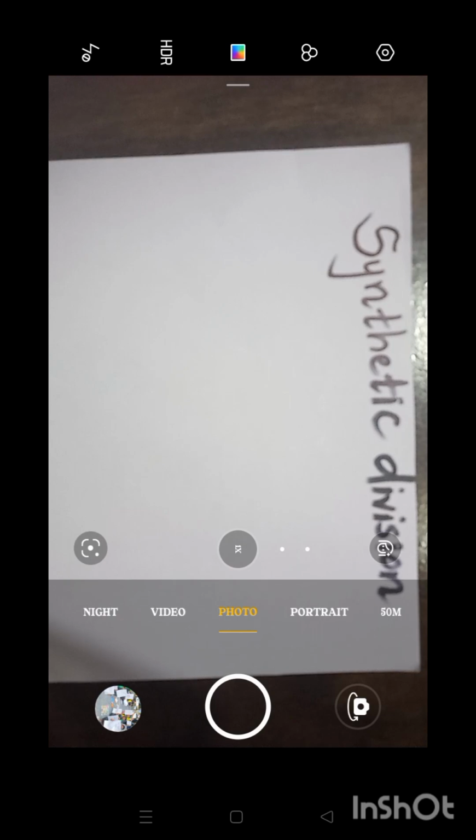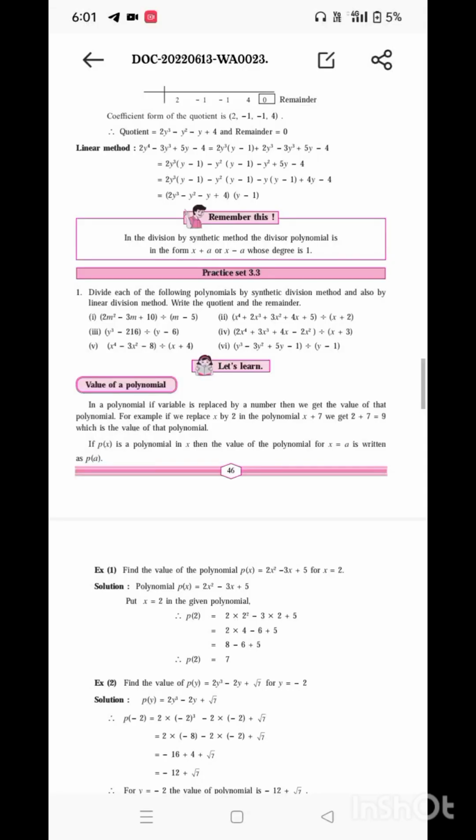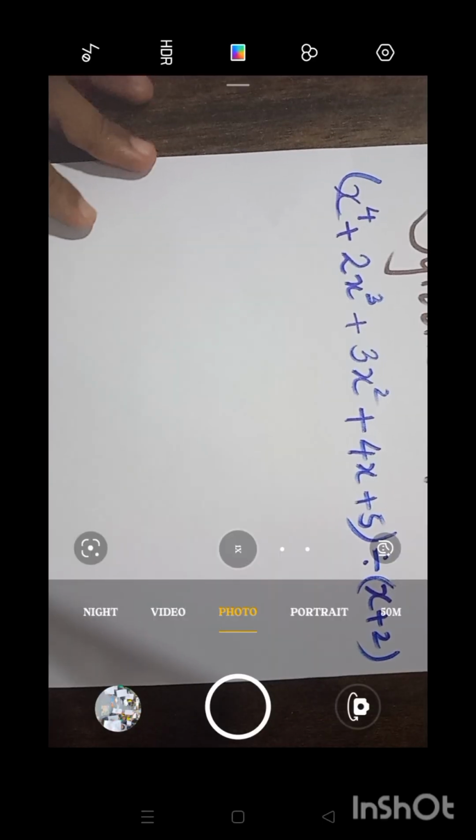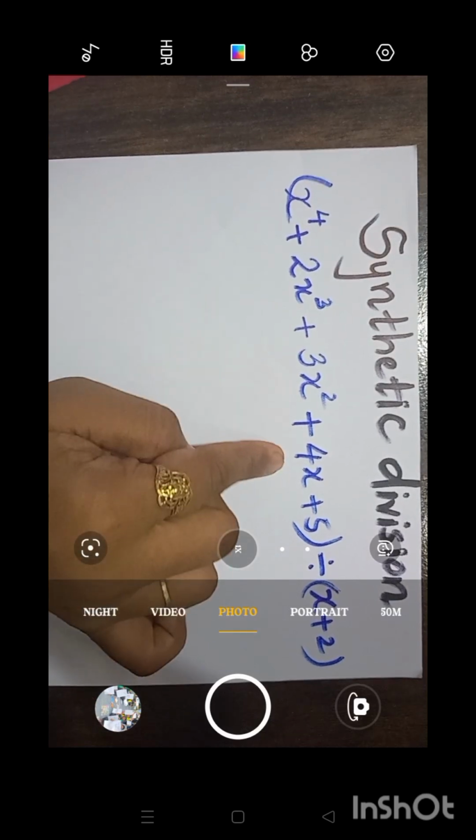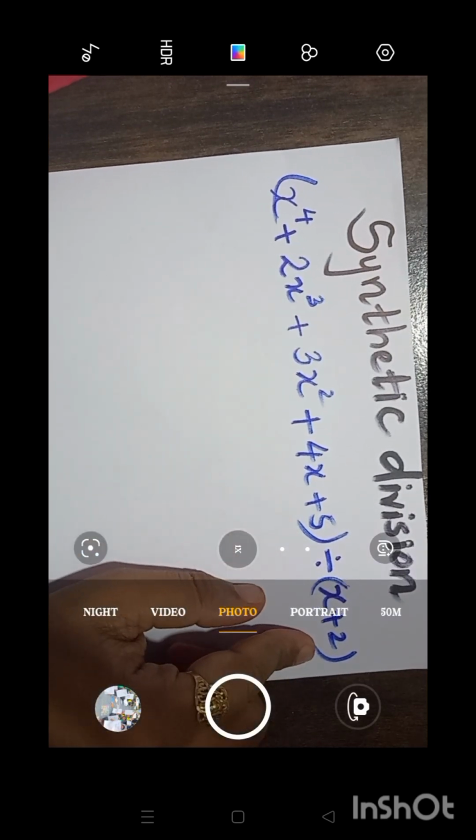Let's take one more example. The second question is x raised to 4 plus 2x cube plus 3x square plus 4x plus 5 divided by x plus 2. So the two polynomials are given. The first polynomial has 5 terms, and we have to divide that polynomial by the polynomial x plus 2. This is the question I have written here.